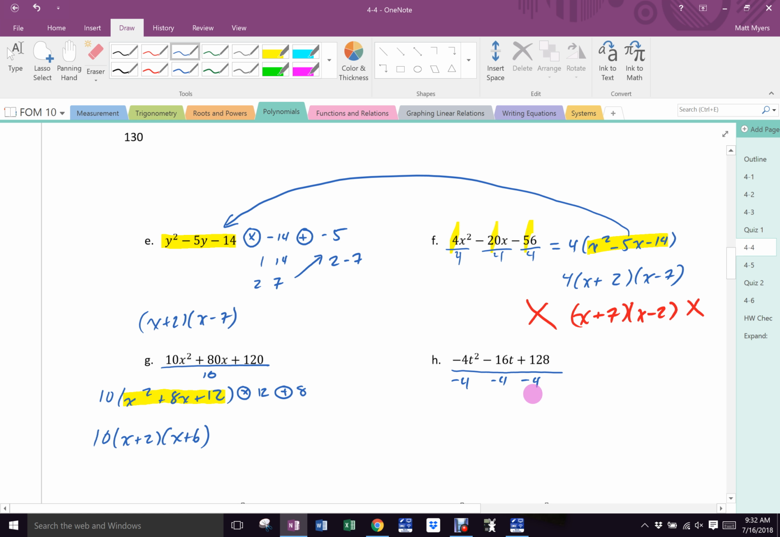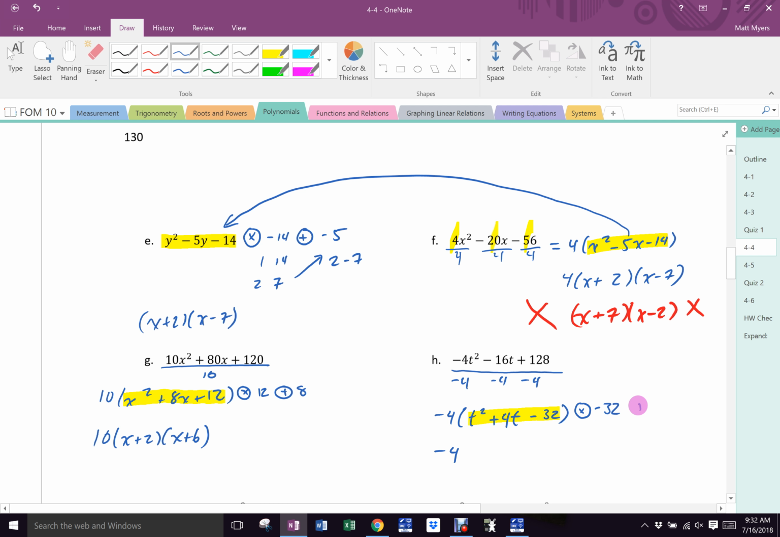Maybe you know, maybe you don't. Do you have an easy way to check? Get out your calculator. Negative 4 t squared. What's this going to be? No. 4. Positive 4t. And what's this going to be? Negative 32. So now I got to check this. Can I forget about the 4? No.